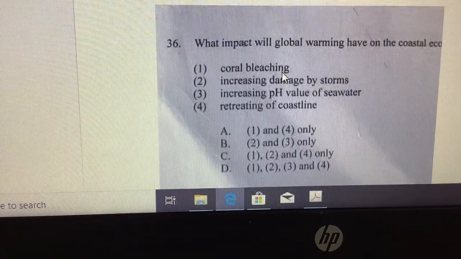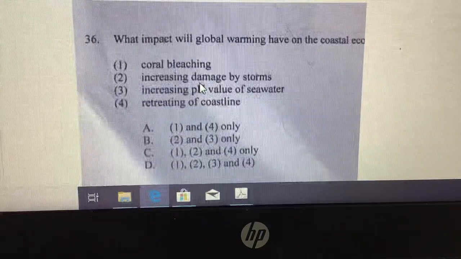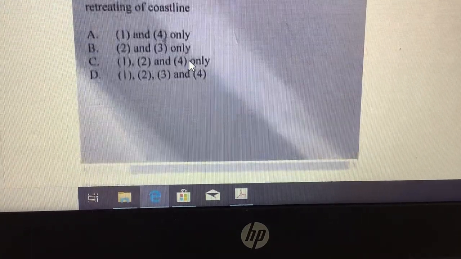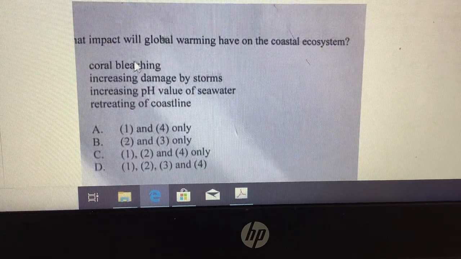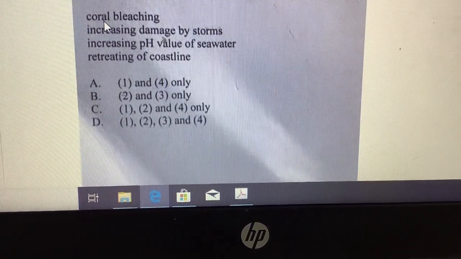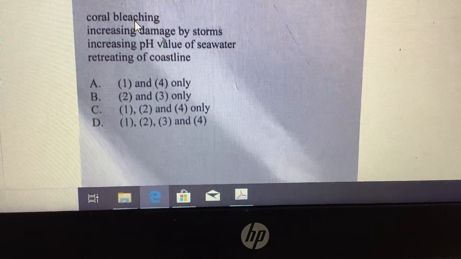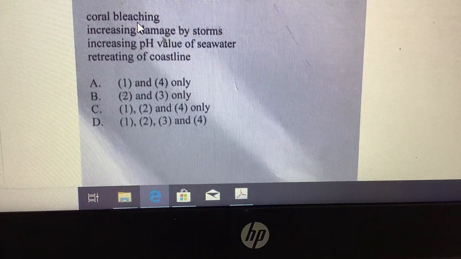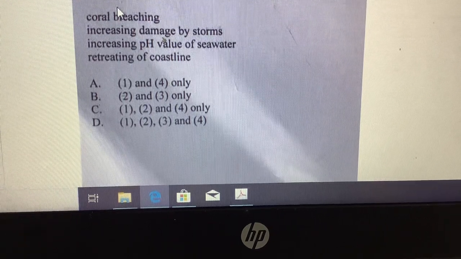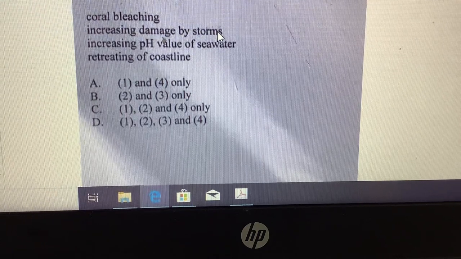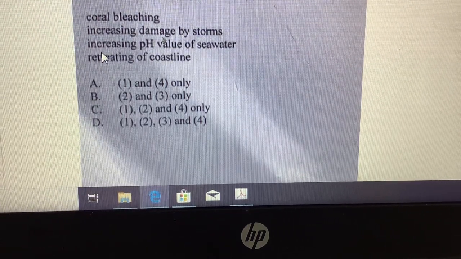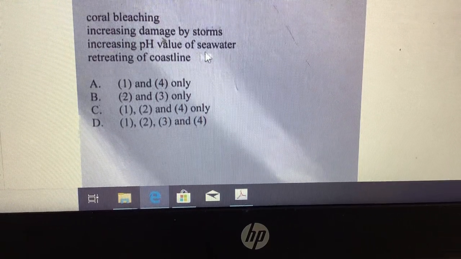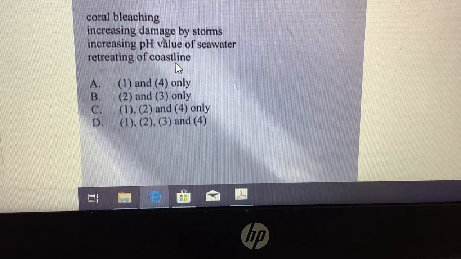Okay, what impact will global warming have on the coastal ecosystem? Coral bleaching? Yes, sir. Because a hotter climate makes the coral die, and then the remaining skeleton of the coral is pale in color. So in general, it looks like bleaching. Increased damage of the storm, yes, and then increasing pH value of the seawater, it will become more alkaline, right? And then retreating of coastline. Okay, this is also right.